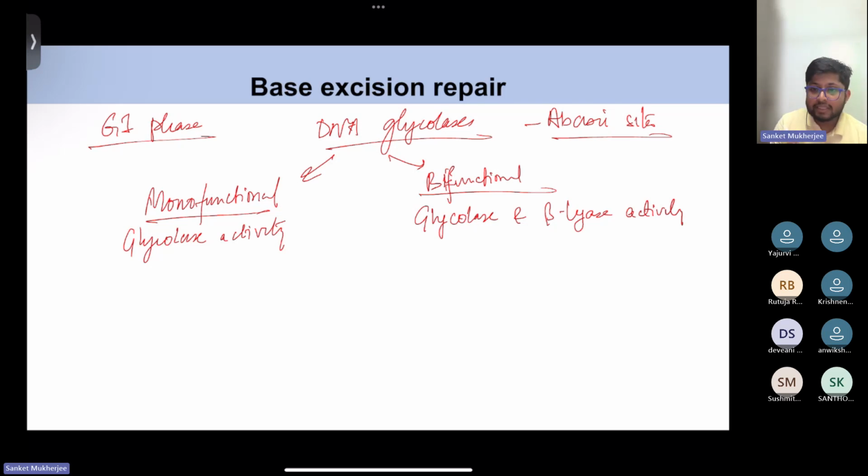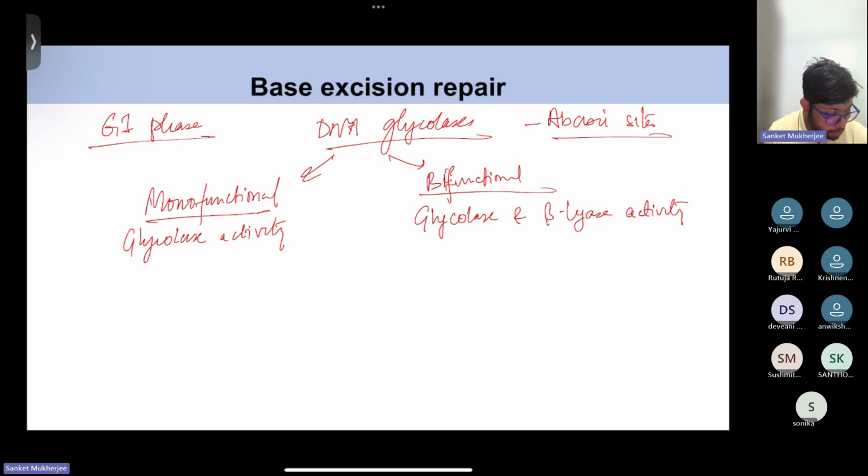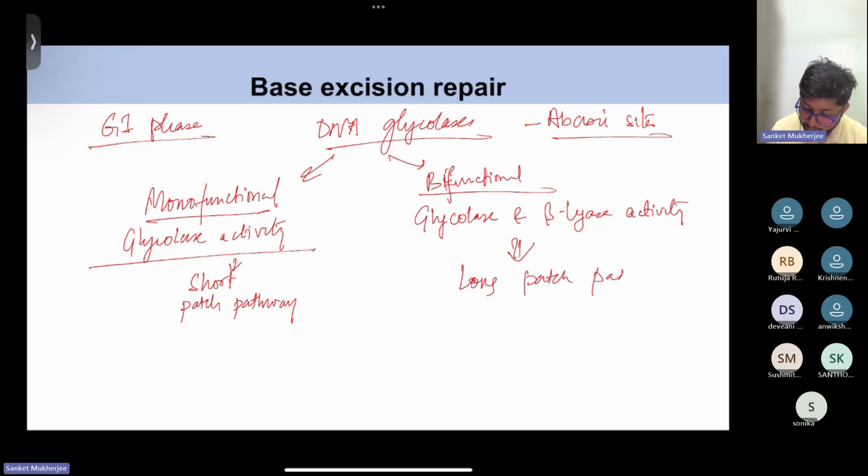There are two pathways for base excision repair. One is the short patch pathway, where monofunctional glycosylases go for the short patch pathway. Bifunctional glycosylases initiate the long patch pathway. You can read about these pathways in the lectures, but this is just for the concept of it that we are discussing.